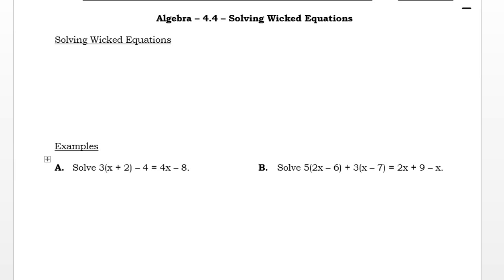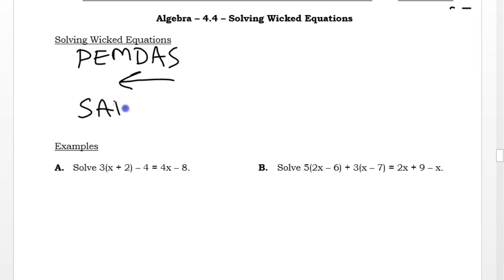This is Algebra Lesson 4.4, solving what I've called wicked equations. So we're really doing the same thing that we've been doing, just much more complicated versions of them. We are still going to be solving our equations, considering PEMDAS for evaluating equations, but again doing it backwards, so it actually turns into SADMEP. Subtraction and addition first, undoing division and multiplication next. We won't have any exponents in this chapter, but then doing parentheses.